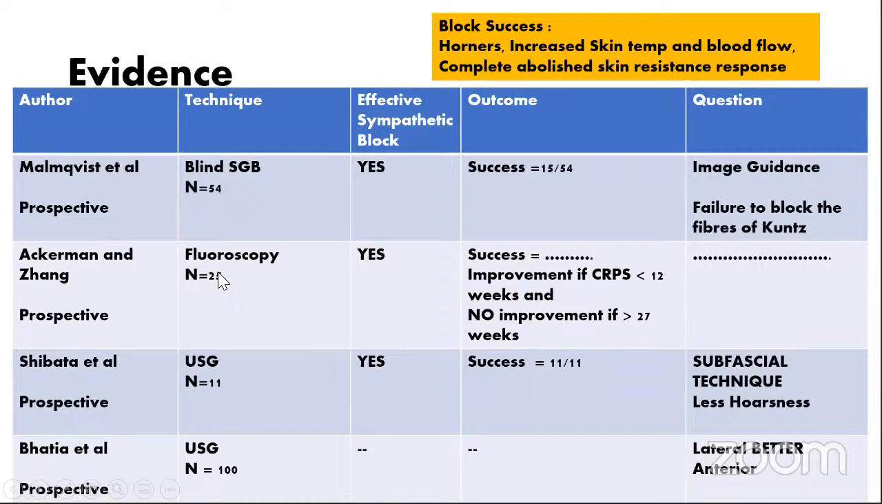These authors, by fluoroscopy in 25 patients, again mentioned that there is improvement in CRPS if the patient comes within 12 weeks, then it's possible to have a good improvement, and there's no improvement at all if it's more than 27 weeks. These authors from Japan used ultrasound in 11 patients, and again, the success was 100%. And they mentioned a subfascial technique where the complication was less hoarseness of voice.